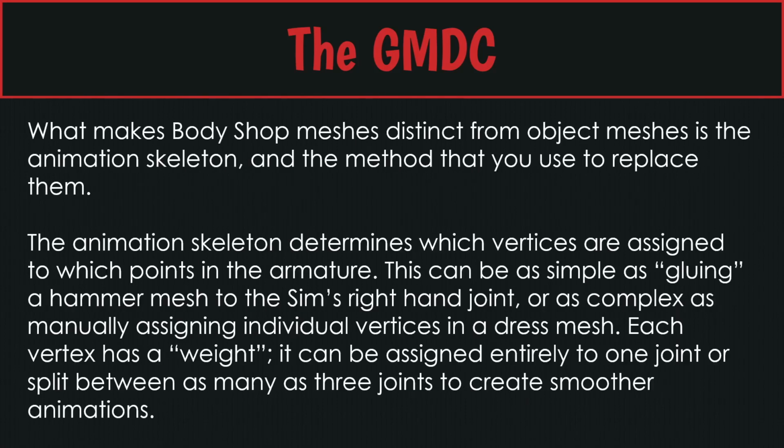What makes body shop meshes distinct from other object meshes is the animation skeleton and the method that you use to replace them. The animation skeleton determines which vertices are assigned to which points in the armature. It can be as simple as gluing a hammer mesh into a Sim's right hand, or as complex as manually assigning individual vertices into a dress mesh. Each vertex has a weight, and that can be assigned entirely to one joint or split between as many as 3 joints to create smoother animations.